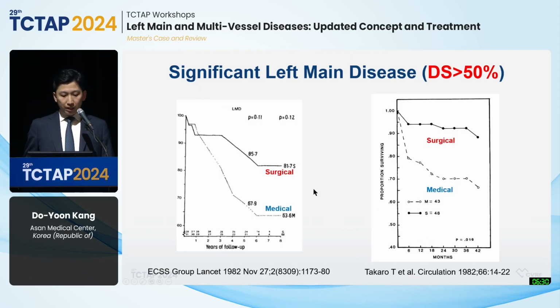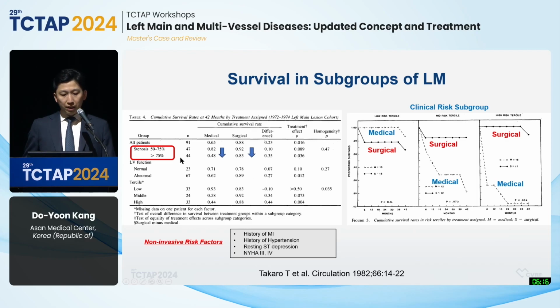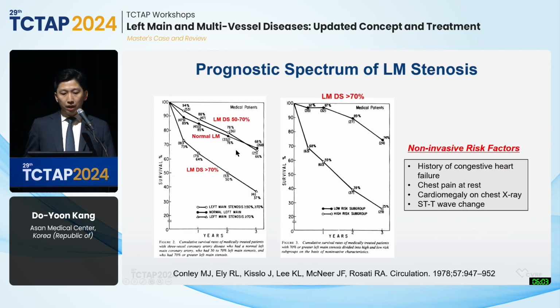And in the previous trials, the surgical trials in the 1980s, it was defined as diameter stenosis of more than 50%, and that showed the benefit of surgery over medical treatment. And in those studies, even more severe stenosis, more than 75% diameter stenosis, showed poor clinical outcome compared to the less severe stenosis degree. The 1970s study also showed that left main diameter stenosis of 50 to 70% was not very poor. However, left main diameter stenosis of more than 70% showed poor clinical outcome compared to normal or diameter stenosis under 70%.